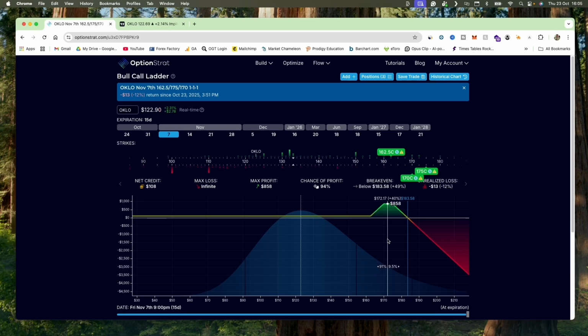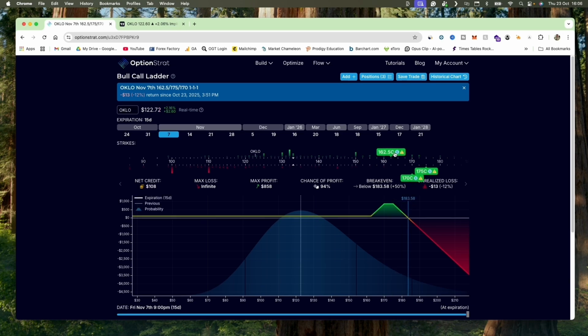How I make more money. And this bit here allows me to move my break even a lot further, because if I didn't have that leg, the break even would stop at the 175.